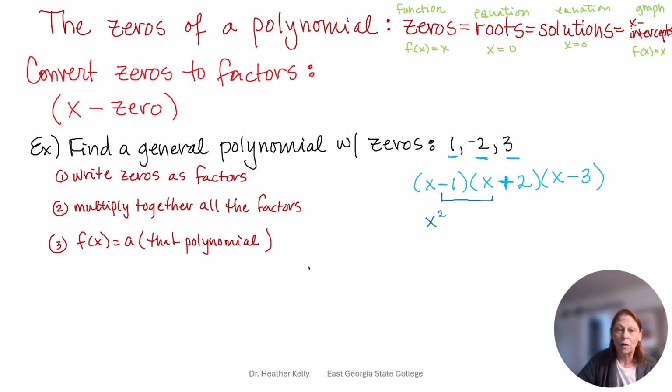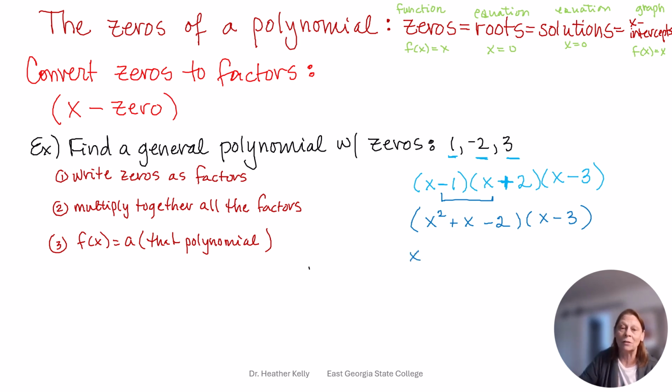X squared plus x minus 2. Okay, so I multiplied those together and got that. Now I have an x minus 3. Now, I can do 2 really quick in my head, but a trinomial times a binomial is a little bit more difficult for me to keep up with. So I'm going to write this one out.